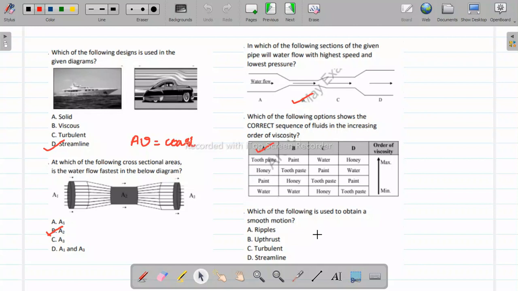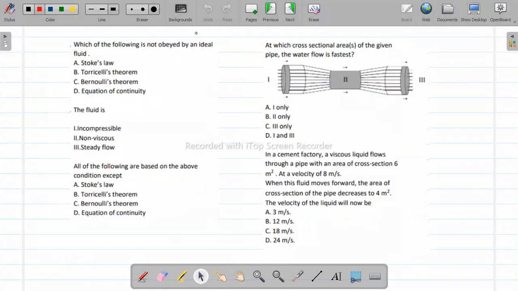Which of the following is used to obtain a smooth motion? See, smooth regular motion is the result of a streamline because upthrust, turbulence or ripples से आपको एक irregular motion मिलता है, which of course cannot be the correct option here.